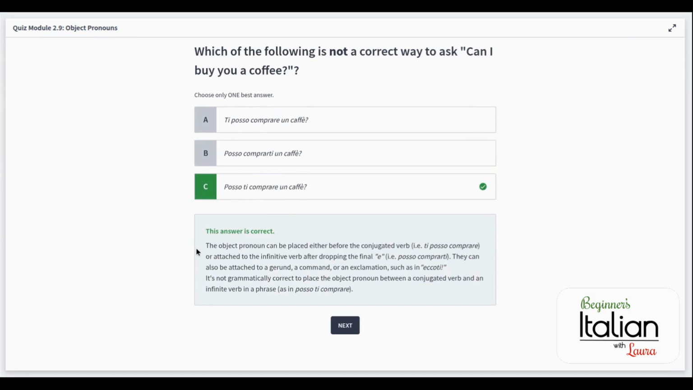The object pronoun can be placed either before the conjugated verb, i.e., ti posso comprare, or attached to the infinitive verb after dropping the final e. For example, posso comprarti. They can also be attached to a gerund, a command, or an exclamation, such as eccoti. It's not grammatically correct to place the object pronoun between a conjugated verb and an infinitive verb in a phrase, as in posso ti comprare.